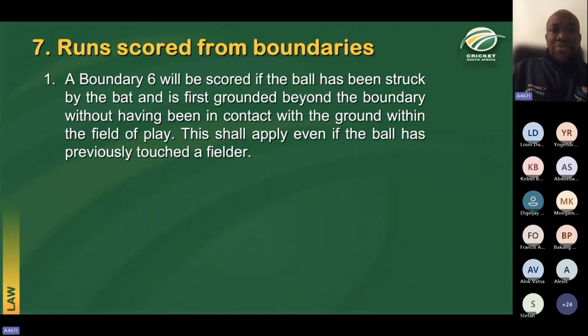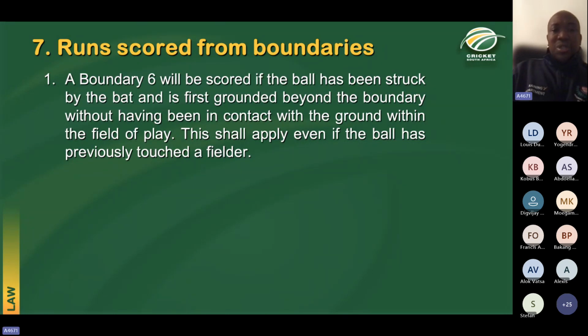Runs from boundaries. I mentioned earlier that there is a boundary 6 and a boundary 4. Let's read more detail about the 2 different boundaries and how they can be scored. A boundary 6 will be scored if the ball has been struck by the bat and is first grounded beyond the boundary without having been in contact with the ground within the field of play. This shall apply even if the ball has previously touched a fielder.